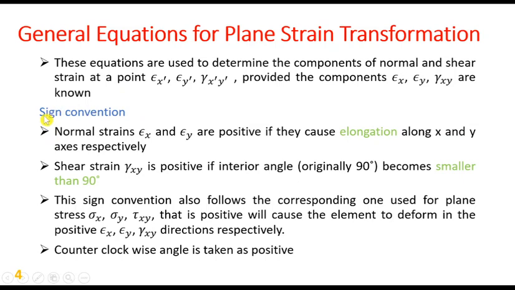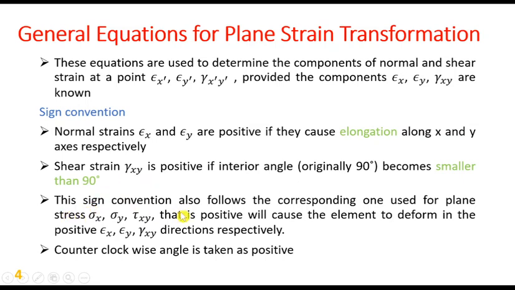Before deriving, we should know the sign convention, and these are: normal strains epsilon x and epsilon y are positive if they cause elongation along x and y axis respectively. Elongation positive, normal strain positive. Shear strain gamma xy is positive if the interior angle that was originally 90 degrees becomes smaller than 90 degrees. So if the angle is smaller than 90, then shear strain will be positive.